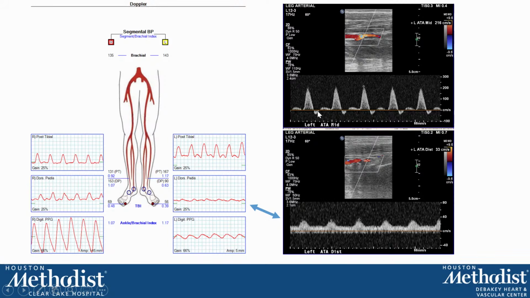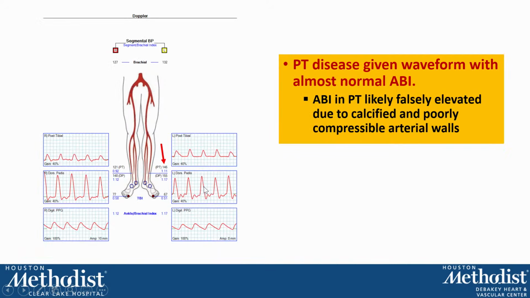Again here, the left anterior tibial at the mid segment is completely triphasic, but distally at the dorsalis pedis, you see that the waveforms become completely monophasic and low resistance. So we know that the left, probably distal anterior tibial artery has a significant area of stenosis, as we see it here, and that's reflected in the dorsalis pedis that has decreased waveforms and flow.